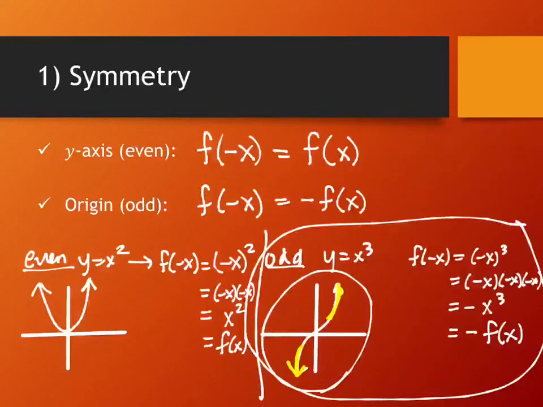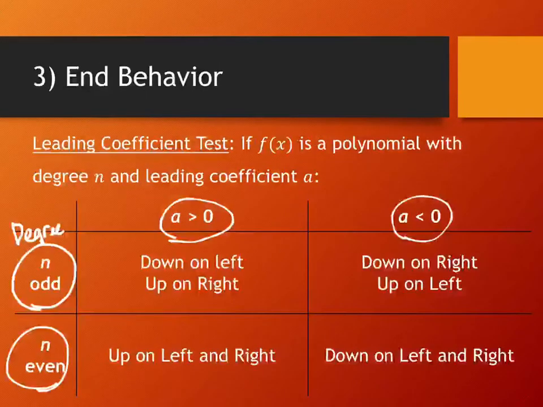So if it's even? Nope, we're looking at odd. So this was our classic odd case. So over here, if it's odd and it's positive, it is down on the left and it's up on the right. That's what the ends of the graph look like. And if it's negative, it flips. It will go up on the left and down on the right.